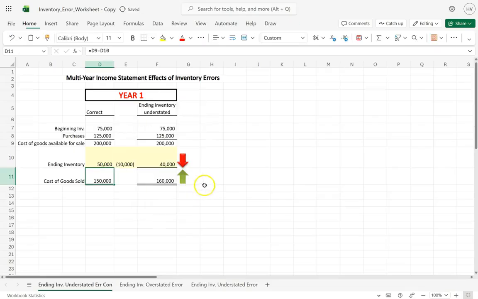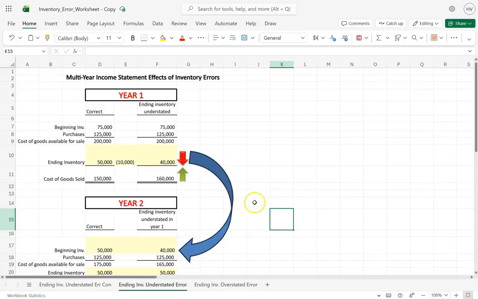Well, this is what actually did happen. We understated our ending inventory by $10,000. So we still have beginning inventory 75,000, purchases 125,000, cost of goods available for sale 200,000, but now our ending inventory is 40,000 and our cost of goods sold is now $160,000. So in year one, it means our ending inventory is being recorded at 40,000, so it is $10,000 understated, and the cost of goods sold is 160,000 rather than 150,000. So our cost of goods sold is overstated.